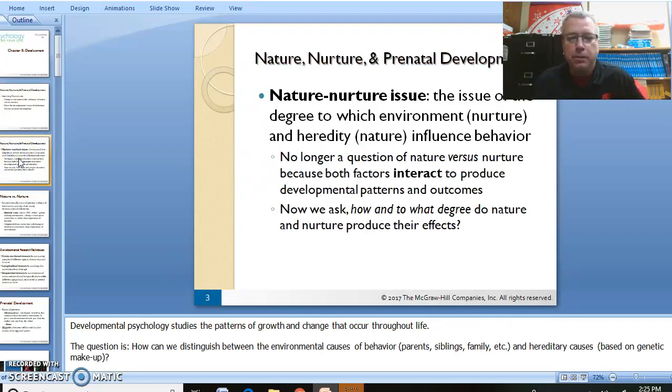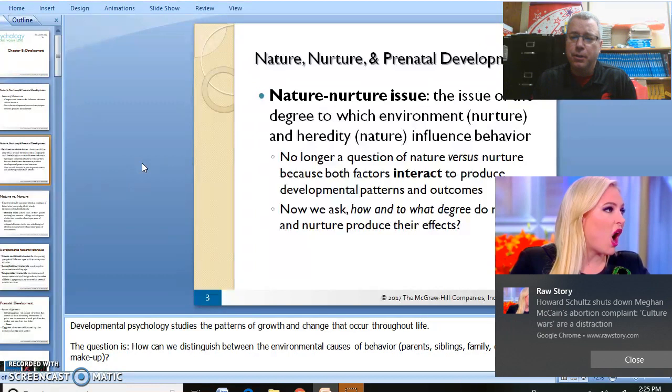Okay, so one of the biggest issues in psychology, in fact, it's probably one of the biggest debates in psychology, to tell you the truth, is what makes you who you are as a person. Is it nature, meaning the genetics that you got from mom and dad? Is it your chromosomes, your genes, your DNA? Is that who makes you who you are?